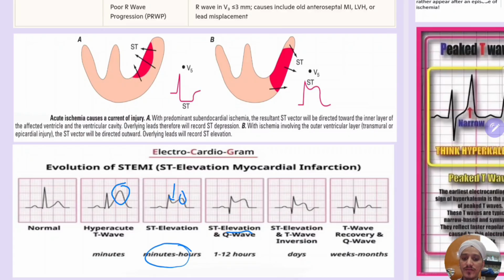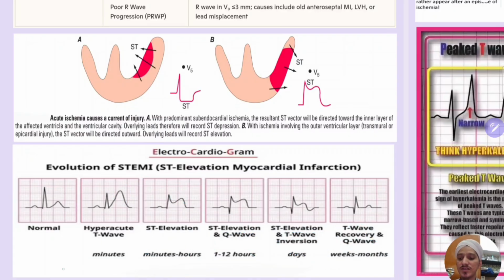Then there will be development of Q wave. ST elevation and Q wave is hours to 1 day. Then comes the T wave inversion, that is in days. Then T wave recovery will be there, and the Q wave persists, that is in weeks to months. Previously the diagram was not good, so I replaced it with a good diagram now. Important, this evolution is important.